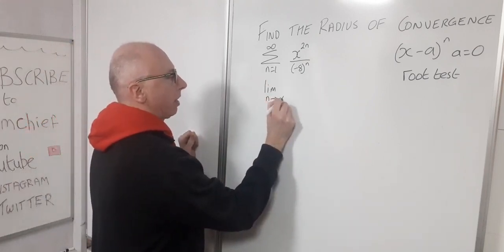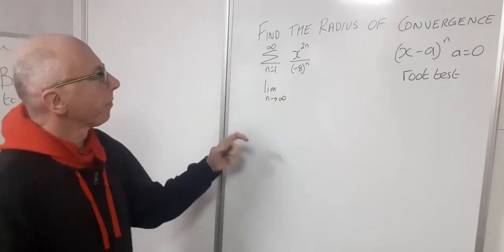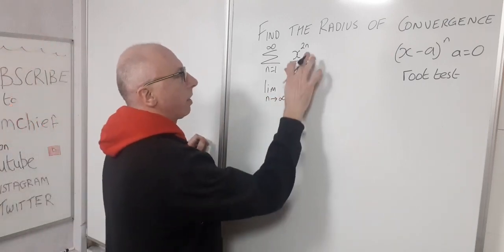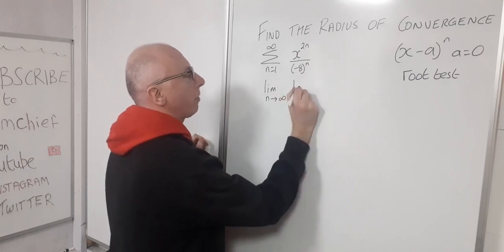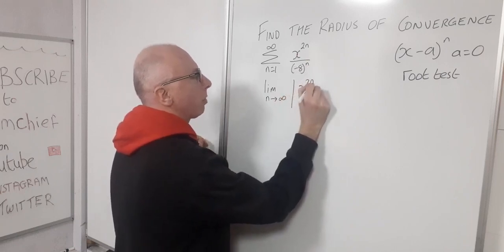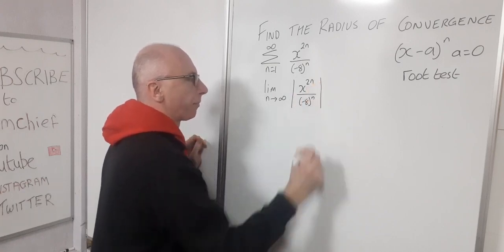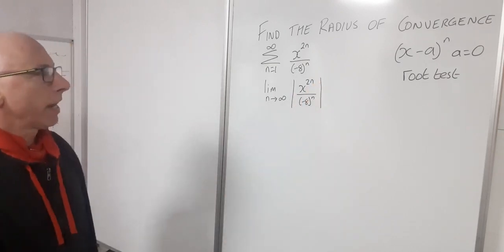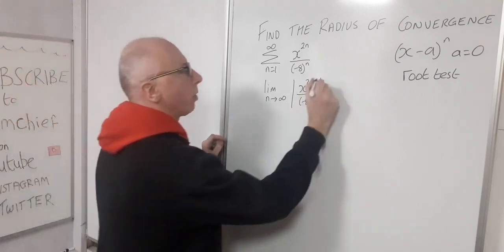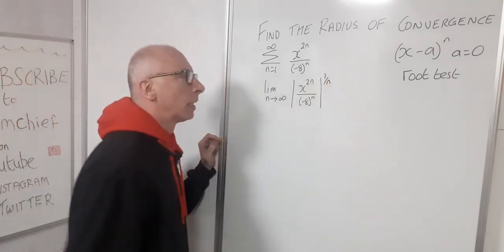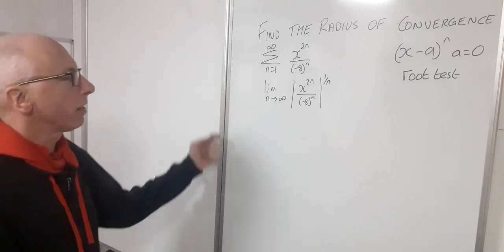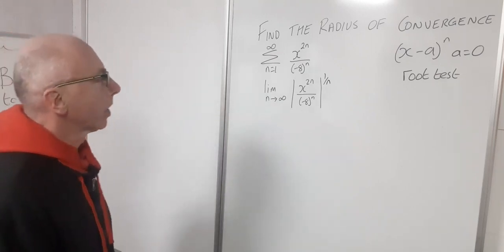So the limit as n approaches infinity of this term here, the absolute value of x to the 2n divided by (-8) to the n. And then we raise this to the 1 over n. So that's what's called our root test. So that's how we would go about that.